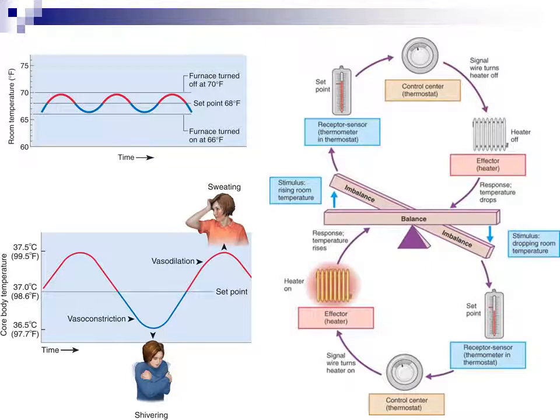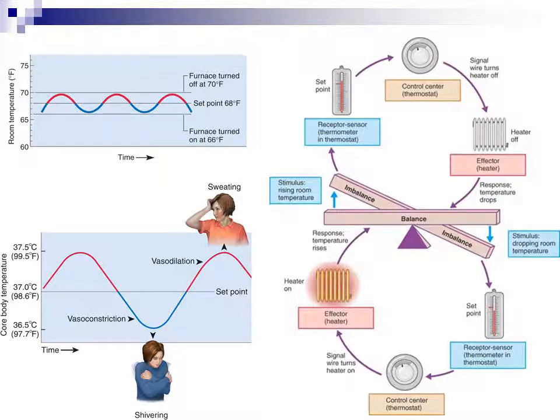Temperature stability is a perfect example of maintaining dynamic equilibrium. Let's forget about the human body for a minute and look at temperature in a way we are more familiar with. Room temperature, in your house, apartment, or office. The thermostat in this case is the control center. It determines the set point, the ideal. Maybe you want to set it for 68 degrees.